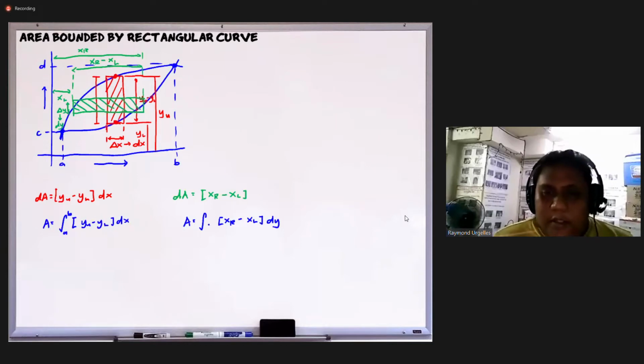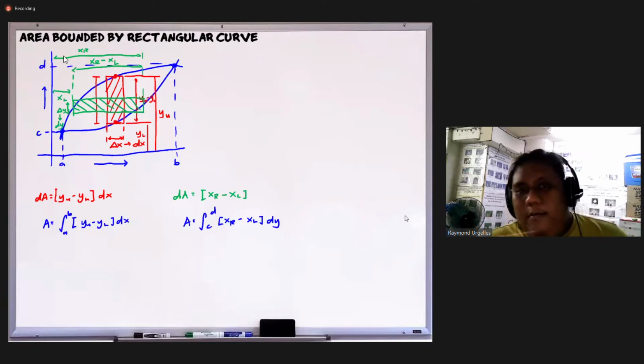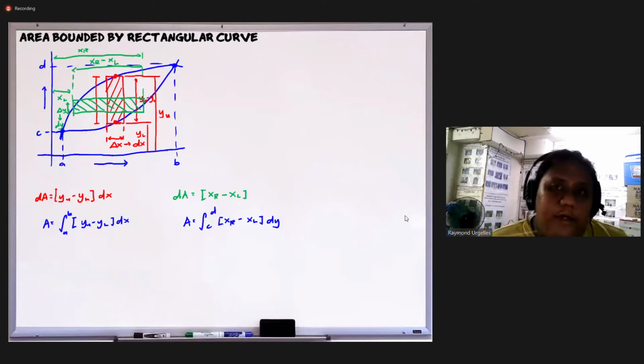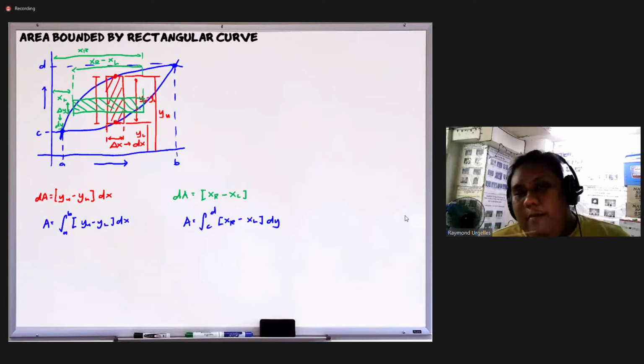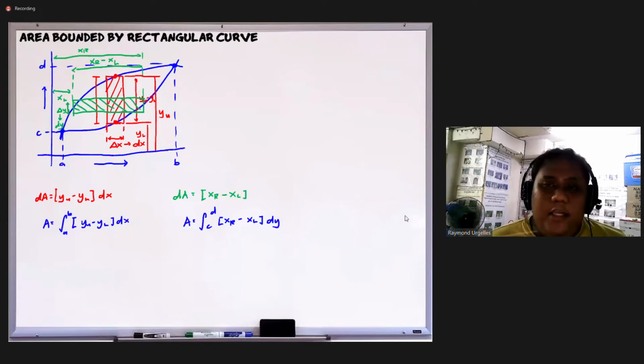No? So kasi makikita natin, so pag ganito naman yung mga rectangles natin dito. Diba? So pataas. Okay? So kaya from C to D. Okay? Nakuha ba? So again, yun yung area bounded by rectangular curve. No? So again, maganda dito, i-drawing nyo muna yung figure, para makita nyo yung mga boundaries natin. So tapos para magkaroon kayo ng idea, diba? So kung paano nyo i-solve yung problem.